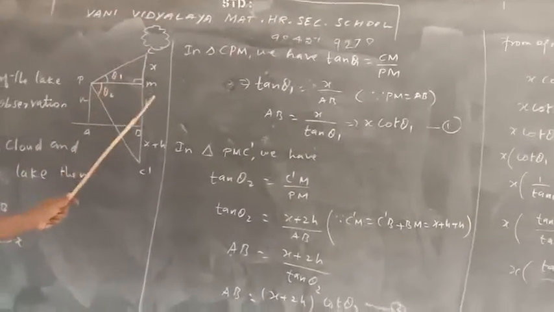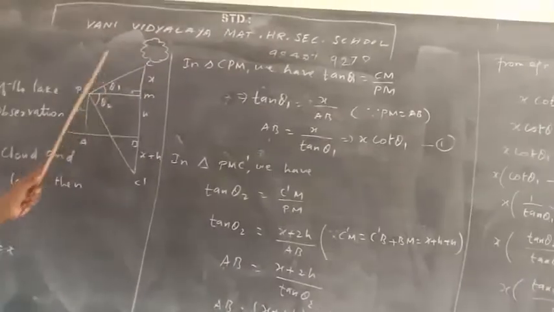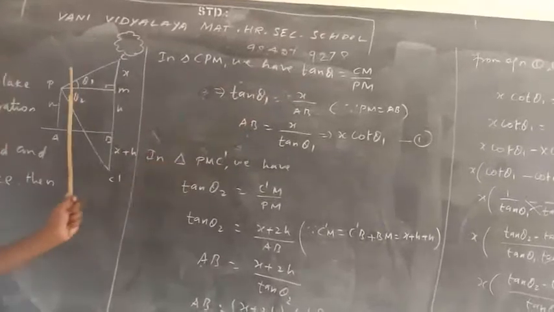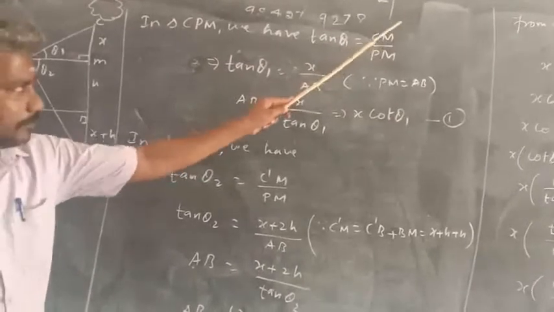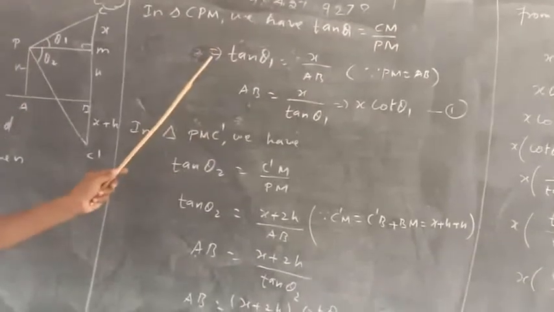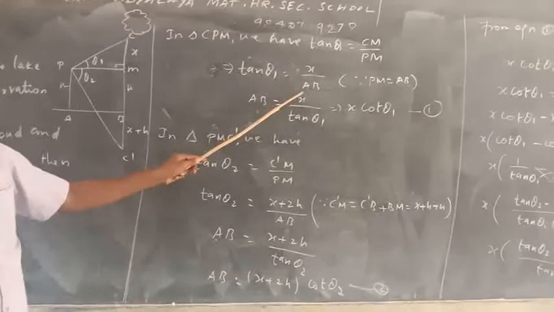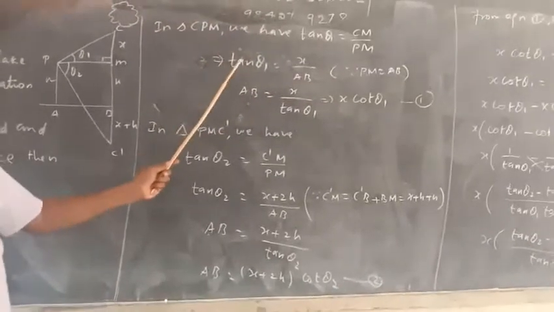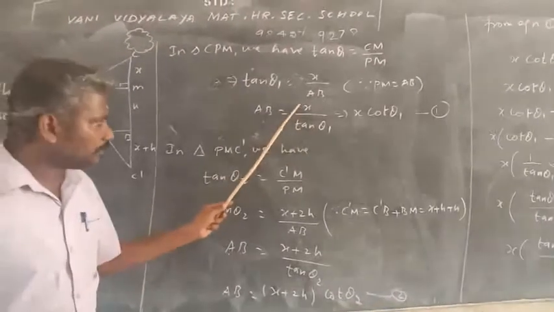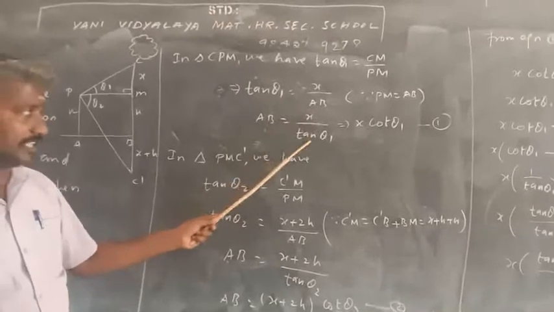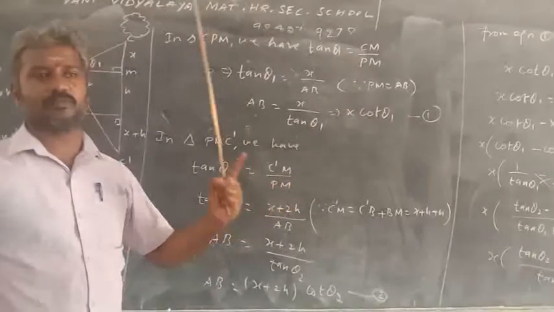Now in the triangle CPM, this is a right angle triangle. We know tan theta is opposite by adjacent. This theta is theta 1, so tan theta 1 equals CM by PM. CM is X, so tan theta 1 equals X by AB. Divide converts to multiply, multiply converts to divide, so AB equals X by tan theta 1. One by tan theta 1 is written as cot theta 1, so AB equals X cot theta 1. This is equation number 1.